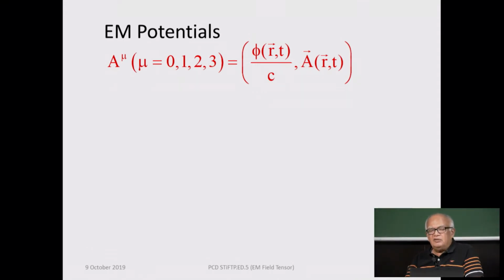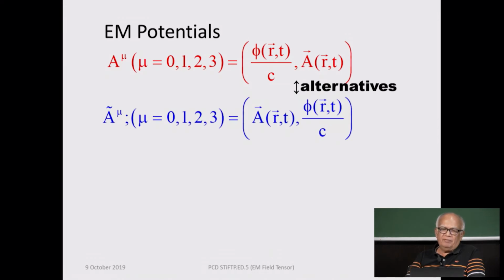electromagnetic potentials as phi by C and then A. So, our 0th component A0 was phi over C. Now, what is so sacred about having phi over C as A0? You can also have an alternate representation, which I indicate by this blue equation, and the 4 electromagnetic potential is now written with a tilde on top. So, it is A tilde rather than A. So, this is A and this is A tilde.